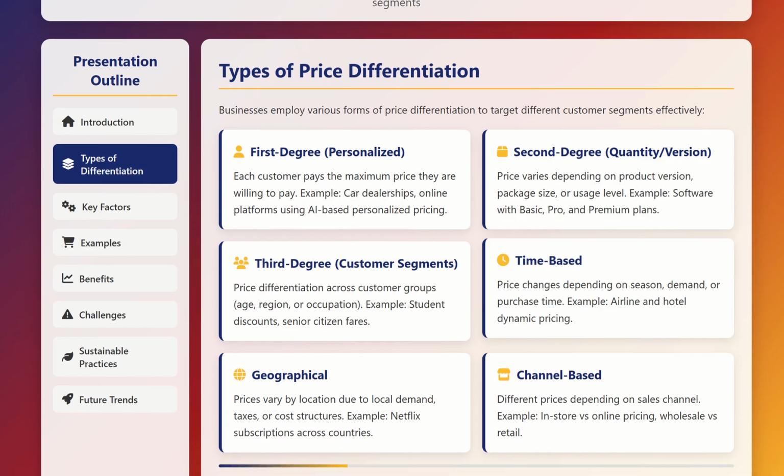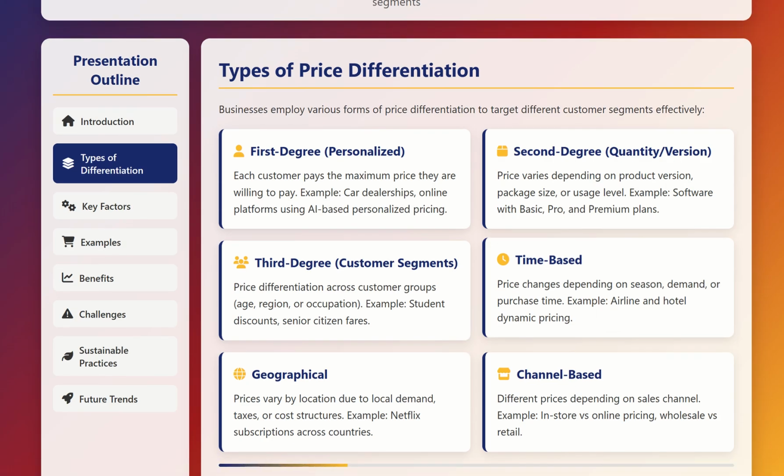Then we have what we call time-based. Time-based prices change depending on the season, demand or purchase time. For example, during rain season, some products may be higher. You find umbrellas during the rain season are more expensive than during the hot season. You find that hotels, during major events like football, may be expensive as compared to when there are no events. So they look at the demand. So we call them time-based price or product differentiations.